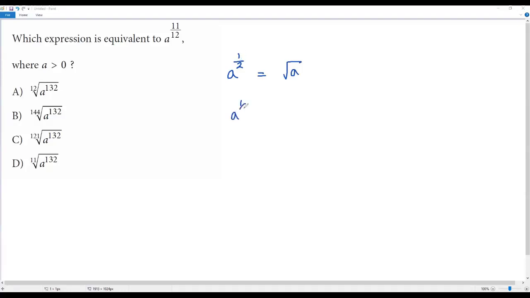So what if the exponent of a is 1 over 3? We write a radical, and inside the radical we write the base a, and the index of this radical must be the denominator. So that is 3. This is the cube root of a.